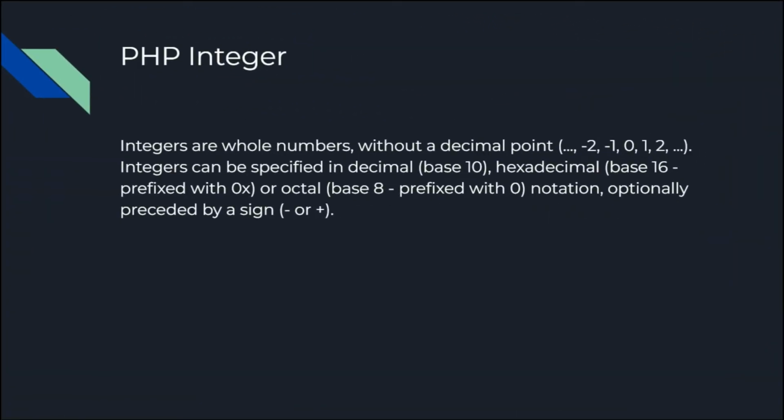PHP integer. Integers are whole numbers without a decimal point. Integers can be specified in decimal, base 10, hexadecimal or octal notation, optionally preceded by a sign minus or plus.